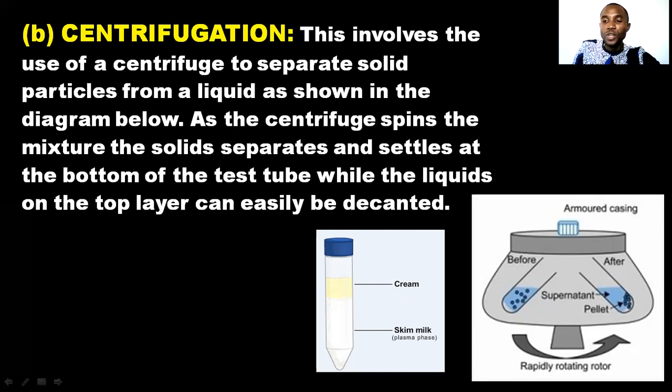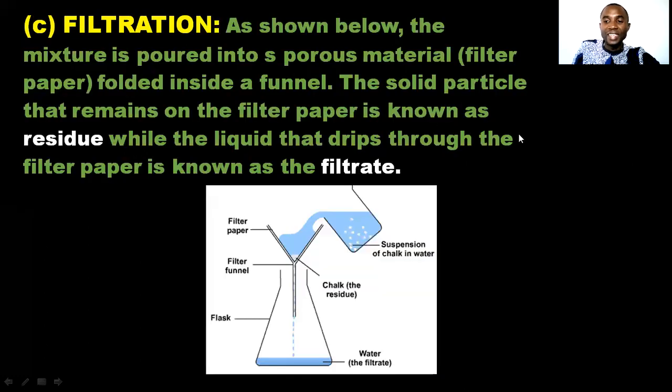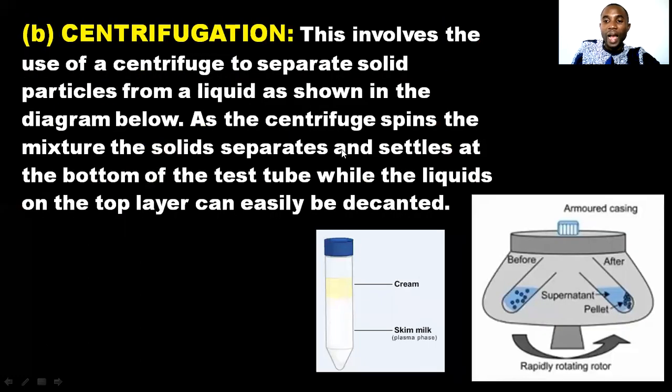As the centrifuge spins, as it rotates, the solid separates and settles at the bottom, just like the one we showed in the test tube, while the liquid will be on the top layer. With that, you can now decant it the way we did. It has been separated. As it spins, the solid goes down, and you get what you want.